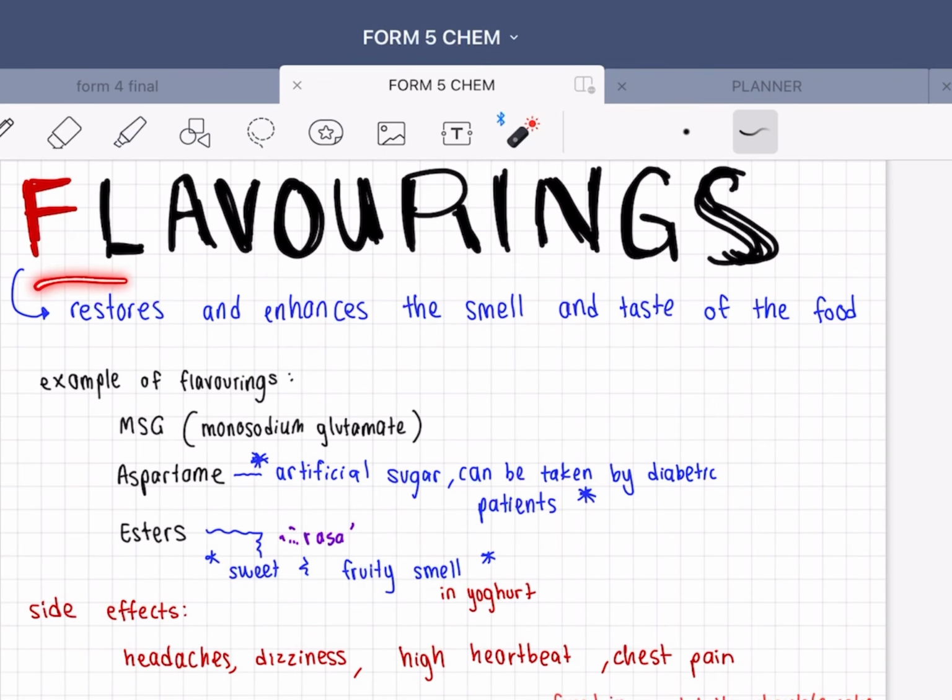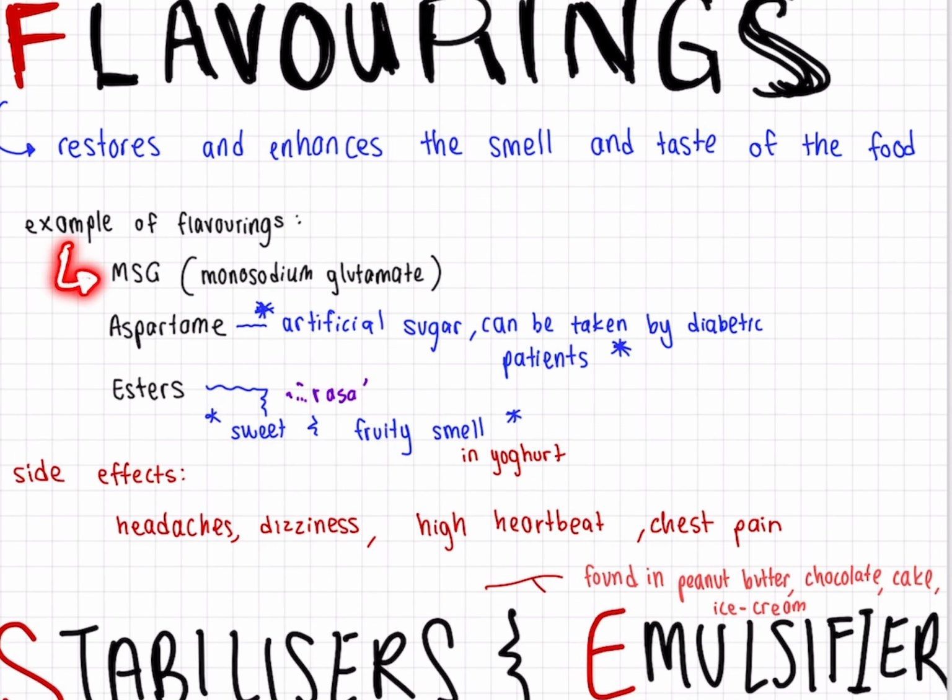So next on the list is flavorings. So remember the acronym PUFSETD. So for F, we have flavorings. And what's the purpose of it? It's to restore and enhance the smell and taste of food. So an example is MSG. This is quite common, and MSG stands for monosodium glutamate. Then we have aspartame, which is an artificial sugar that can be taken by diabetic patients. And next is ester. Ester is related to taste, so it can create a sweet and fruity smell, and usually can be found in yogurt.